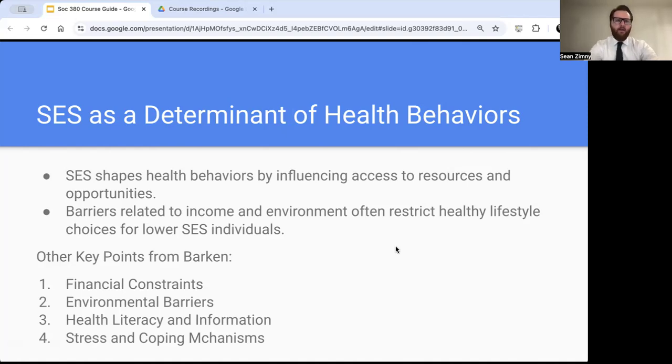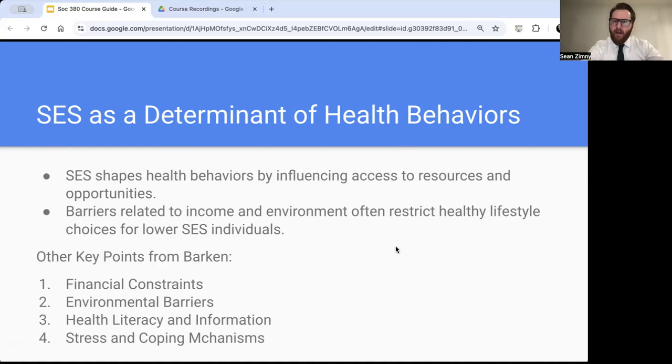So this information really comes from the Barkin chapter 3. It was a few pages there discussing how socioeconomic status influences health behaviors, with lower socioeconomic status groups often engaging in behaviors that are detrimental to health, like smoking, poor diet, or lack of exercise. And Barkin here emphasizes how financial constraints and a lack of access to information or facilities, things like safe parks or quality grocery stores, contribute to these behaviors.